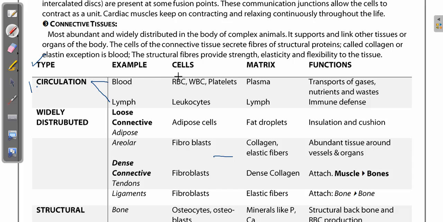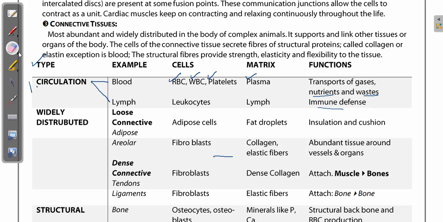The cells which compose this are the RBC, WBC and platelets, and the matrix present in it is the plasma. The important functions are the transportation of gases by RBC, immune defenses by WBC, and the plasma refers to waste management, and nutrients are also carried through the plasma, and the platelets play a major role in blood clotting as well. And next is the lymph. Lymph is majorly composed of cells called leukocytes, and the matrix itself is called the lymph.